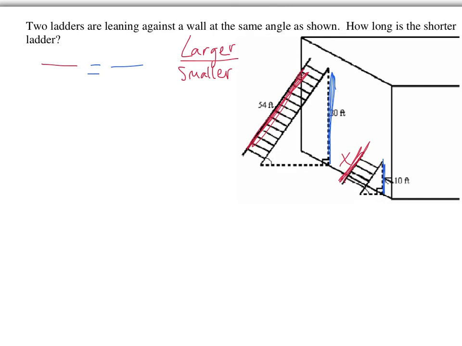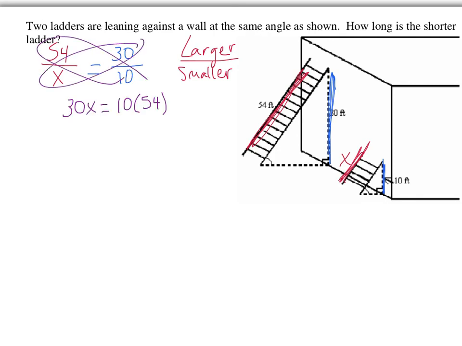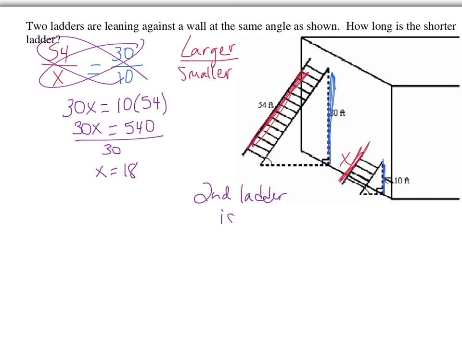So for the actual length of the ladder in red, we have our 54 feet over our x that we need to find. Then we have the height of the ladder, so our 30 over our 10, and then we can cross multiply to solve this. And we will have 30x equal to 540. When we divide both sides by 30, we end up with 18. So that means our second ladder is 18 feet long. There you go.